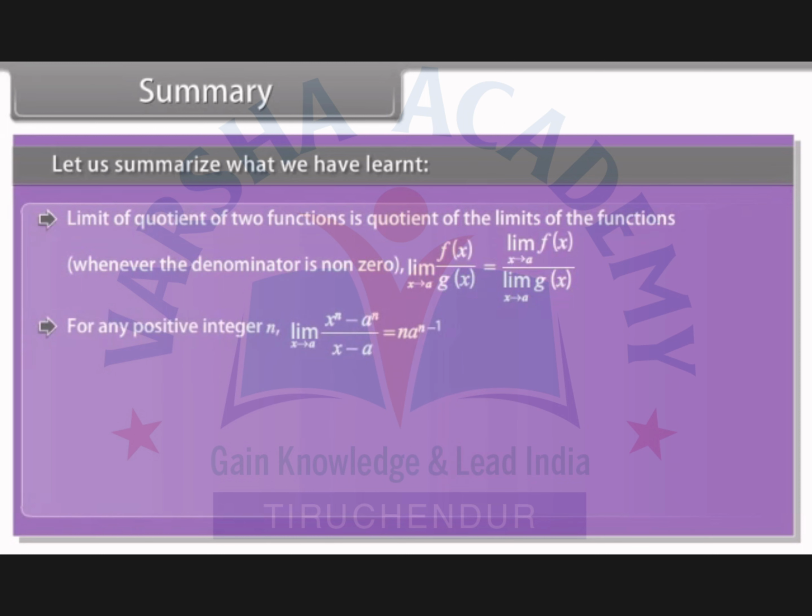For any positive integer n, limit x tends to a of the difference between x raised to the power n and a raised to the power n by the difference between x and a is equal to n multiplied by a raised to the power n minus 1. The first principle of derivative is limit h tends to 0 of the difference between f of x plus h and f of x divided by h.